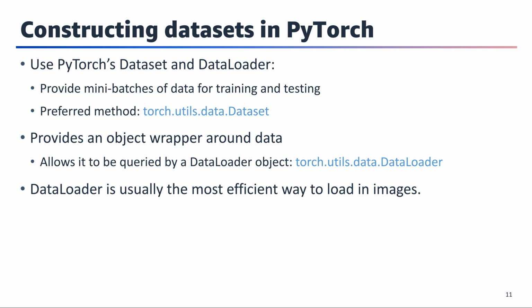This slide provides a quick introduction to data loader in PyTorch. This construct is commonly found when building CNNs to load image data. It provides an object wrapper around data. Data loader is usually the most efficient way to load in images.